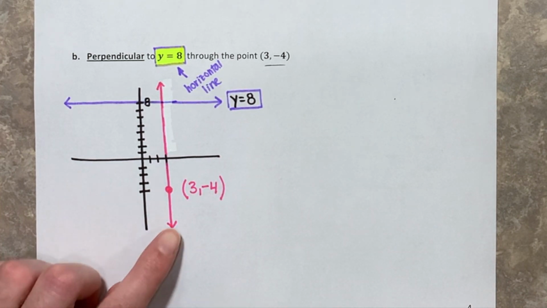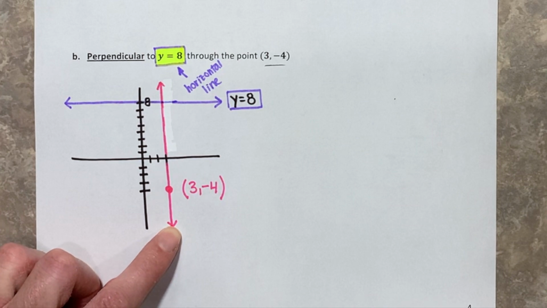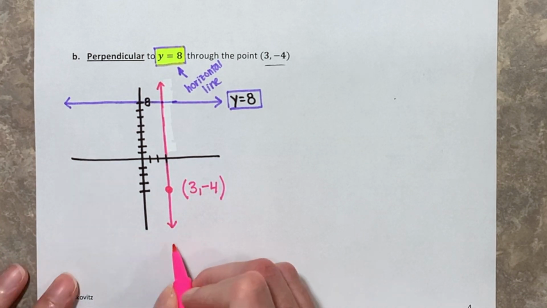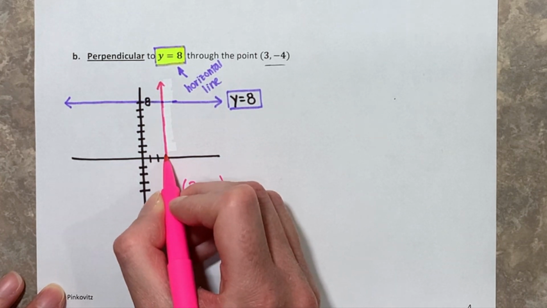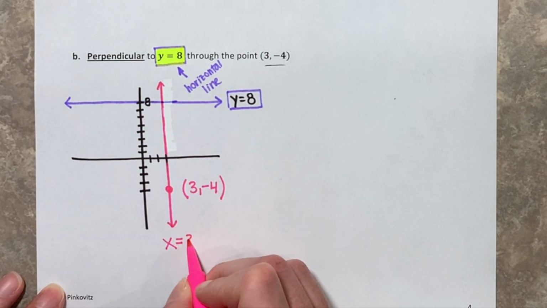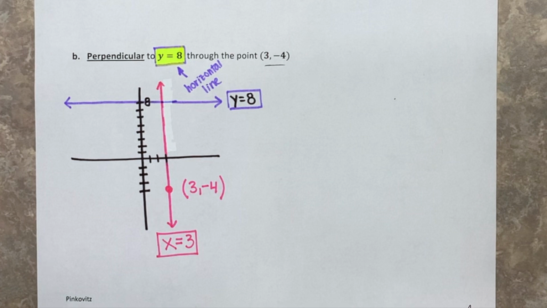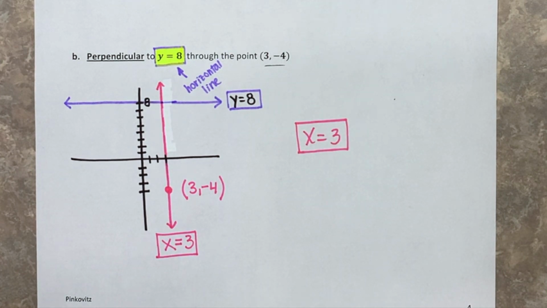Now to write an equation for this new line, we know that any vertical line has the equation x equals a number, and the number that we put here is where the graph crosses the x-axis, which is 3. So our final answer for this problem is x equals 3.